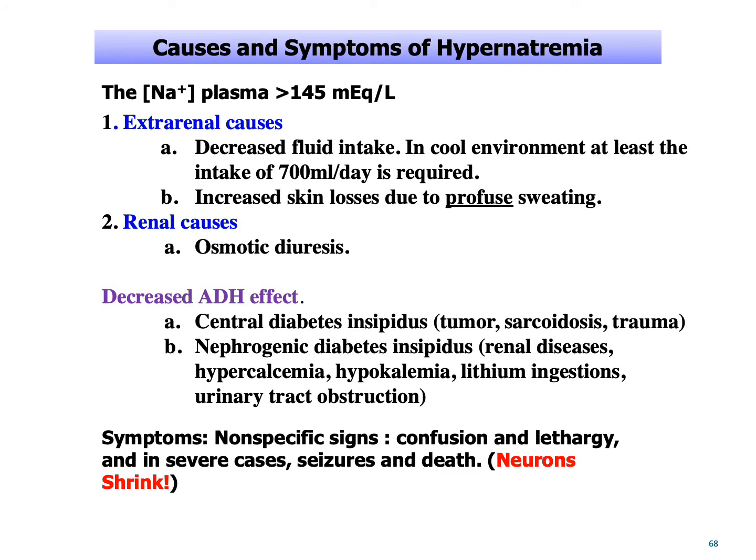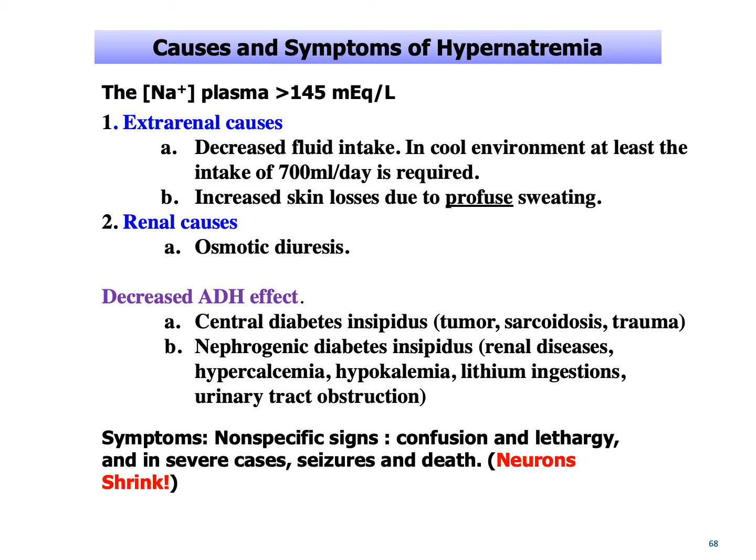Now, causes and symptoms of hypernatremia. The sodium plasma concentration is more than 145 milliequivalent per liter. So the external causes are decreased fluid intake. In a cool environment, at least the intake of 700 ml per day should be maintained. Increased skin loss due to profuse sweating.